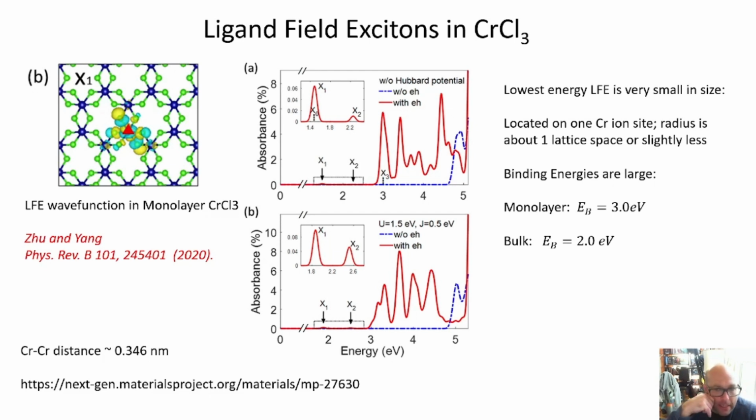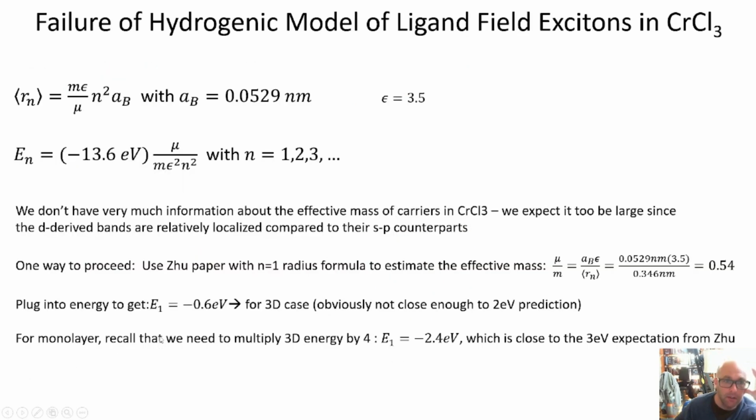In their Bethe-Salpeter analysis, they get exciton binding energies of 3 eV for the monolayer and 2 eV for the bulk. So again, there's this expected difference in binding between monolayer and bulk that we already talked about with the molybdenum disulfide case. And so let's take a look at how this would arise in a hydrogenic picture. Again, these calculations are more sophisticated than a hydrogenic model. But what do we understand by looking at the hydrogenic model, say with a chromium-chromium distance of 0.346 nanometers?